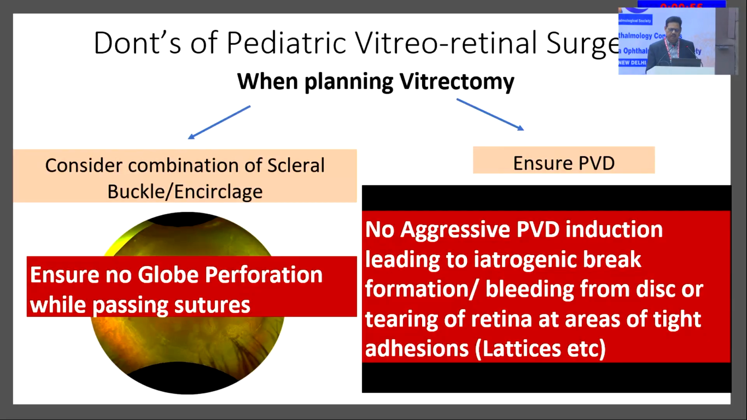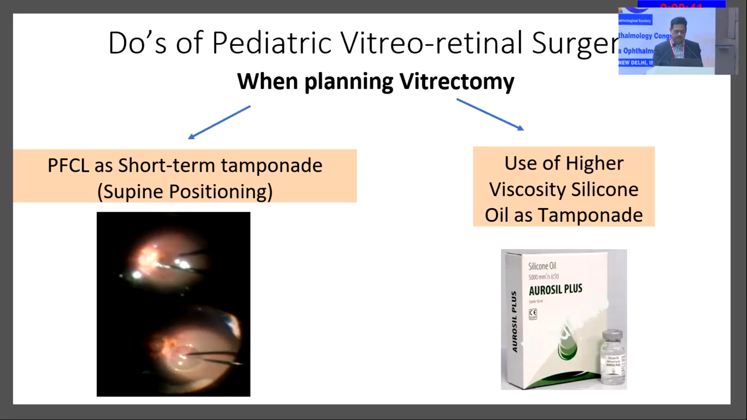And then, of course, as I told you earlier, no aggressive PVD induction should be there, because if you do that, there is a chance of bleeding, a chance of iatrogenic break, and then you can use PFCL as a short-term tamponade, and for that you need to have a supine positioning. But short-term tamponade means you have put the PFCL and you need to remove it a second time, and therefore the use of PFCL should be judicious, not that you inject it in every eye, and that creates problems for you and also for the patient.